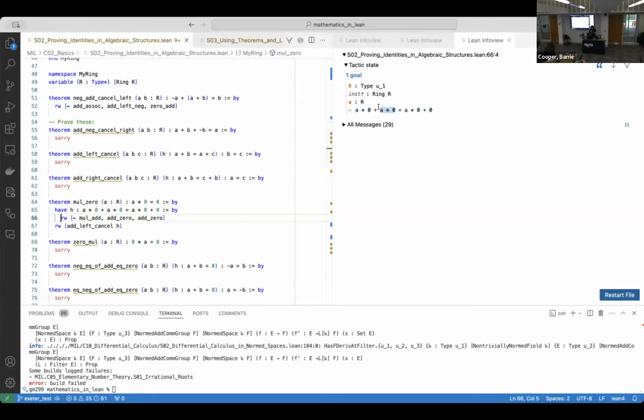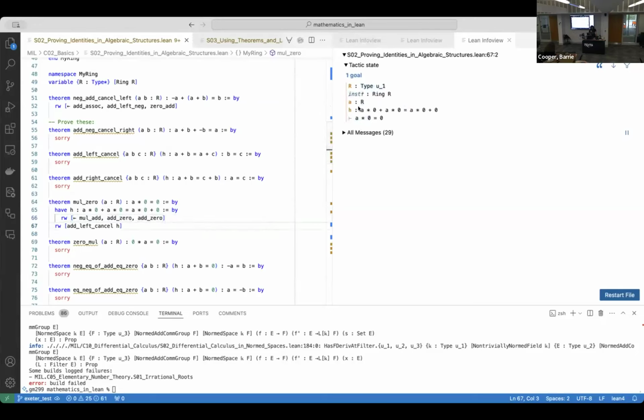So to prove this, we'll just start with distributivity. So we'll use distributivity to replace that. So we've got A times 0 plus 0. And of course, we can replace the 0 plus 0 with 0. And then we'll replace the something plus 0 with itself. Right. So that's introduced now.